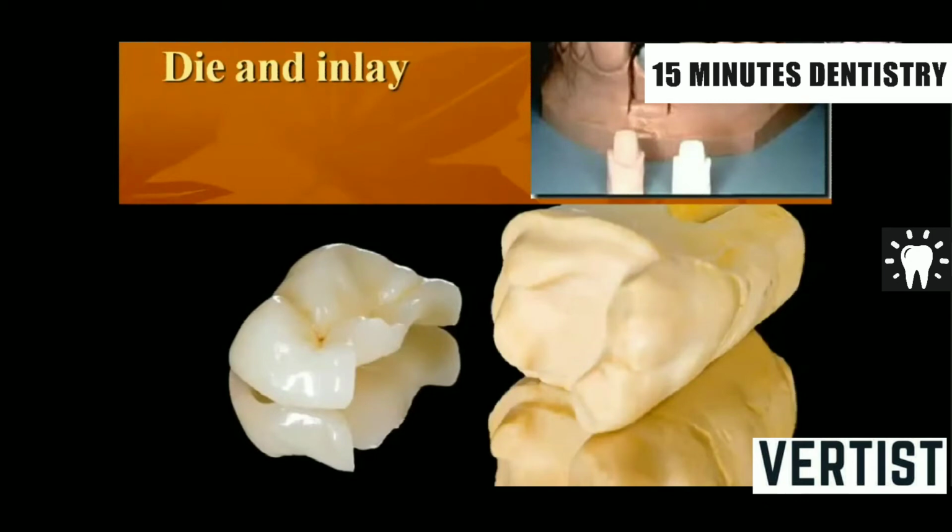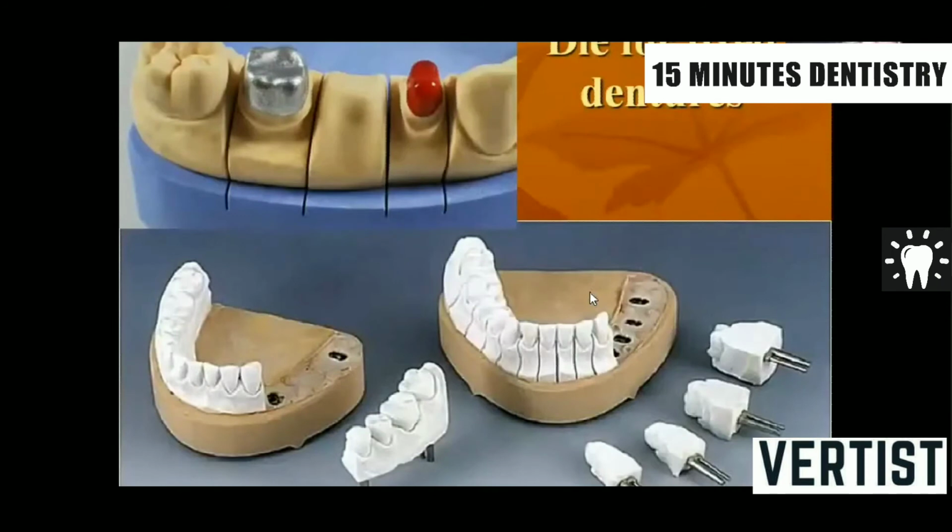Why are these indirect restorations done? Indirect restorations are done to enable the operator to have more control over the contours, contact, surface characteristics, and all other details of the restoration. Here is a tooth colored partial onlay, or you can say inlay, and here is a die of an upper molar, and this is the restoration which is made. So like this, you can have a lot of convenience of working.